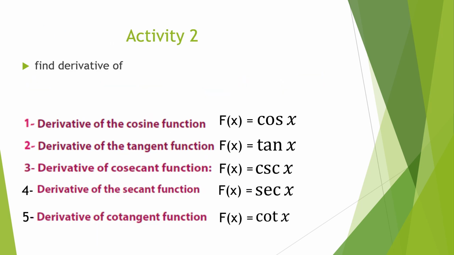Now your role is to find the derivatives of the last 5 trig functions: cosine x, tan x, cosec x, sec x, and cotan x. For tan x, you can put it in the form of sine x over cosine x and differentiate using the quotient rule. For cosec x, put it in the form 1 over sine x and use the quotient rule. For sec x, put it in the form of 1 over cosine x and use the quotient rule. For cotan x, put it in the form of cosine x over sine x and use the quotient rule.